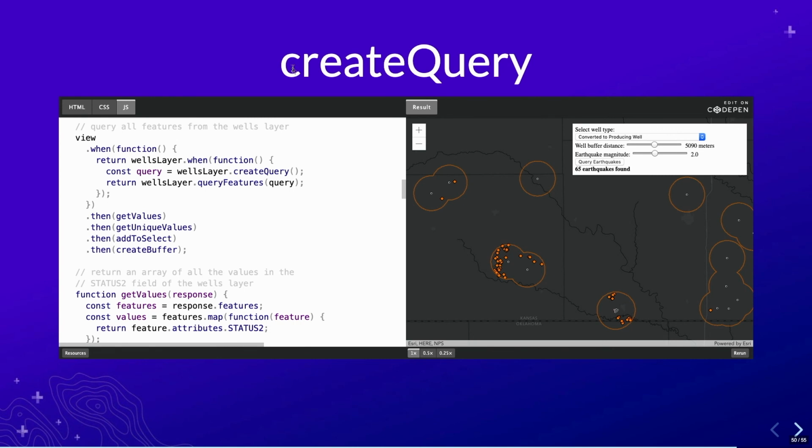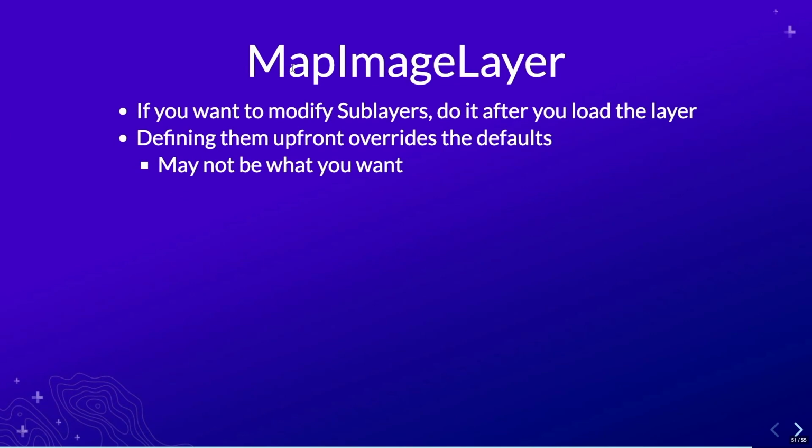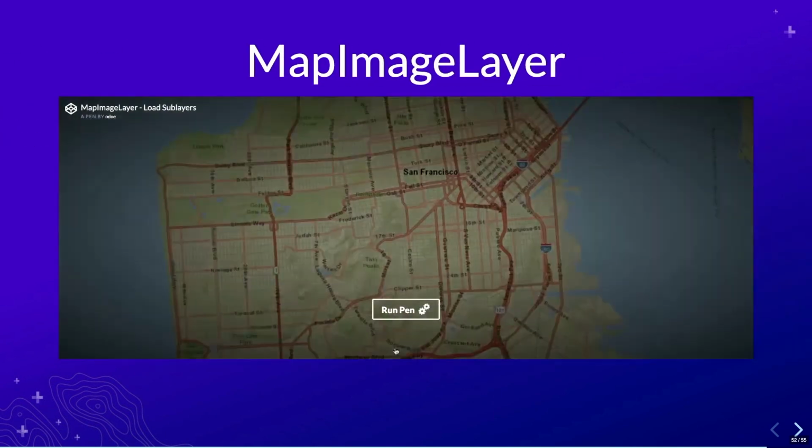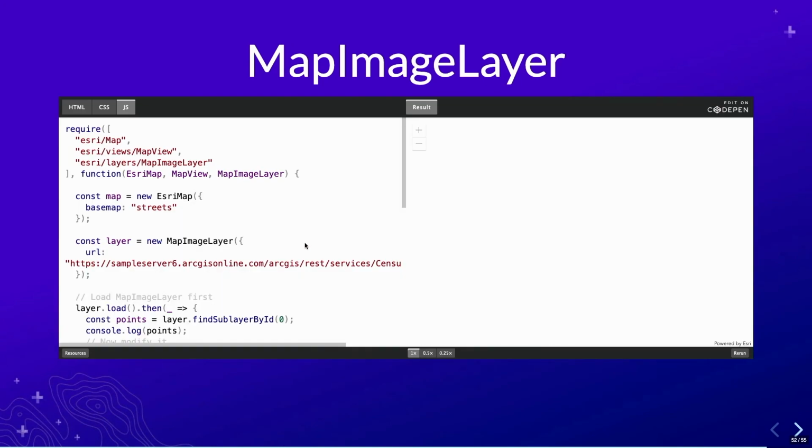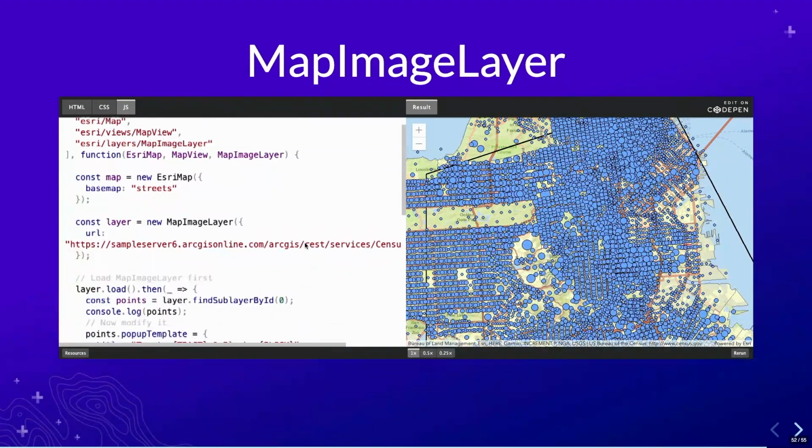So the map image layer, again, if you want to modify the sublayers, a good rule of thumb is to do it after you load the layer. If you define the sublayers up front, then you pretty much override any defaults that might be defined on those sublayers. So you may not want to do that. It just kind of depends on if you know the data or not. This goes for applying maybe custom pop-up templates or anything else you might want to do to the sublayers of the map image layer.